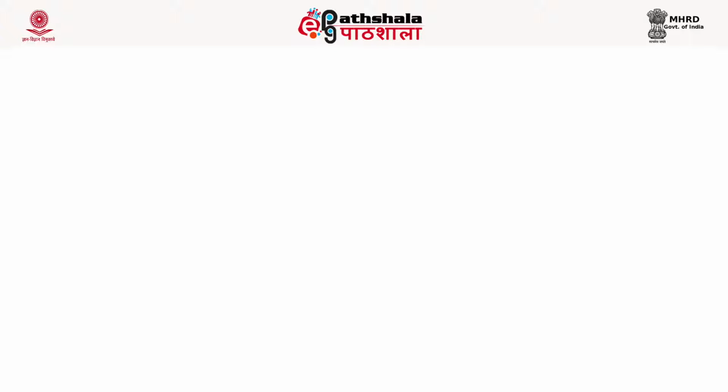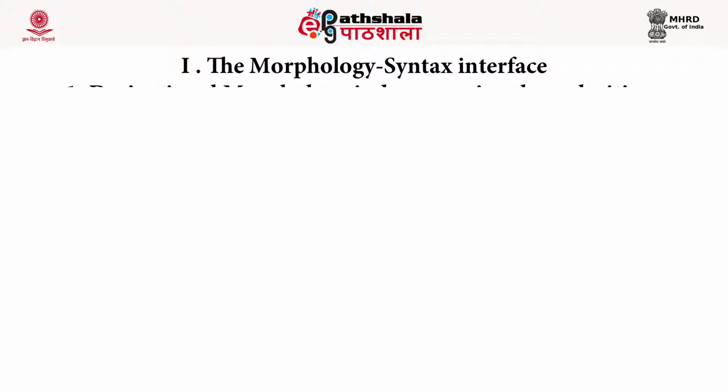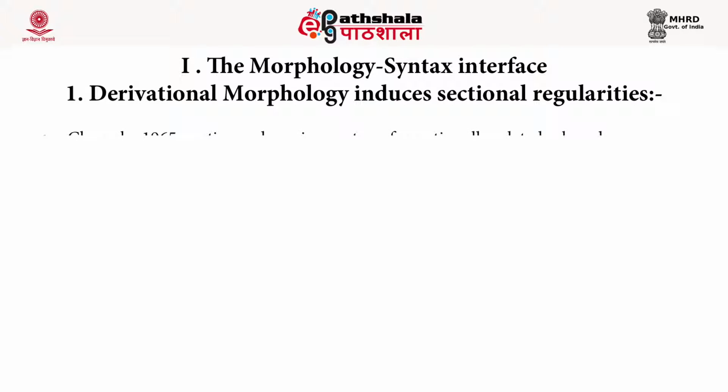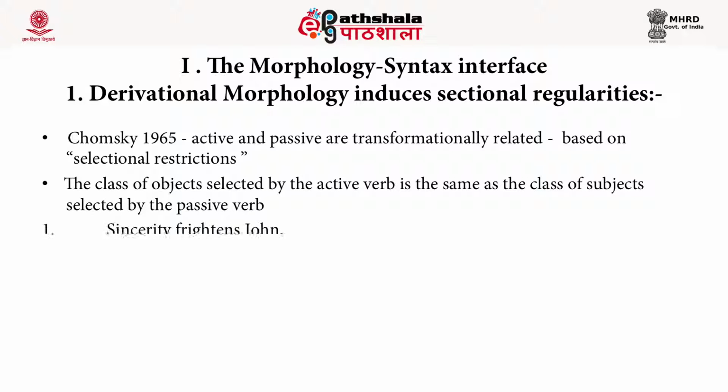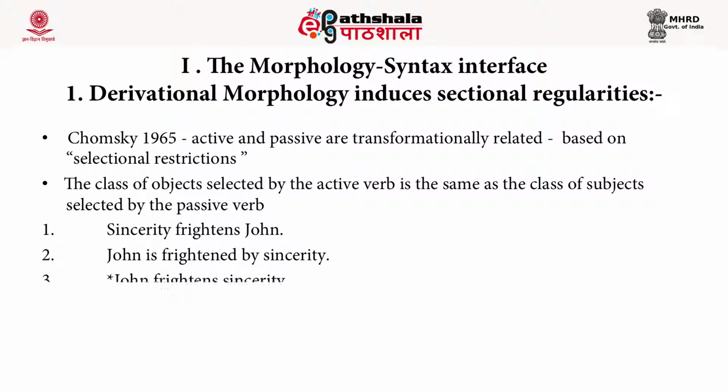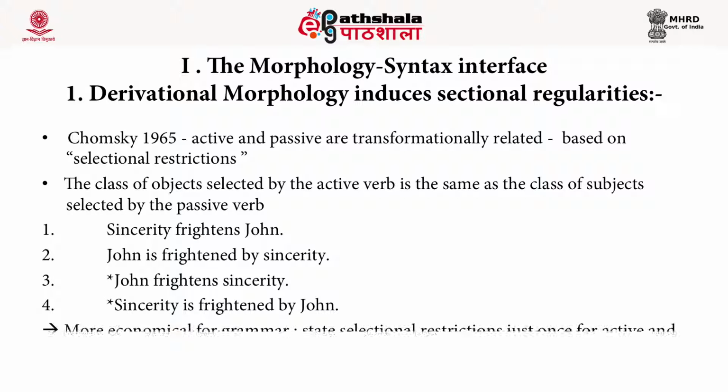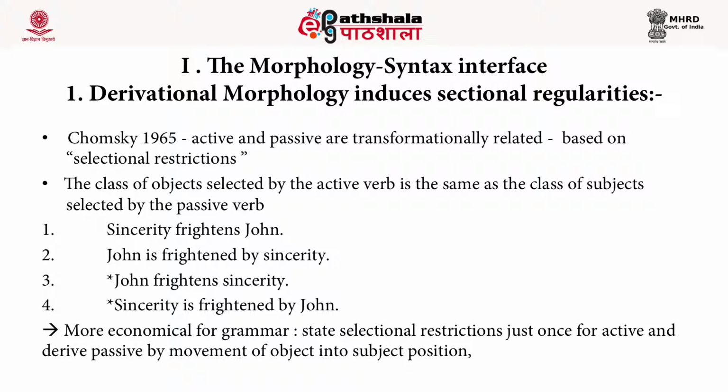Chomsky 1965 stated that the active and the passive verbs are transformationally related, and this transformational relation is based on the selectional regularities that we can see between these two alternating forms. By this I mean to say that the object selected by the active verb is what becomes the subject of the same class of passive verbs. See the data set given to you on your screen.